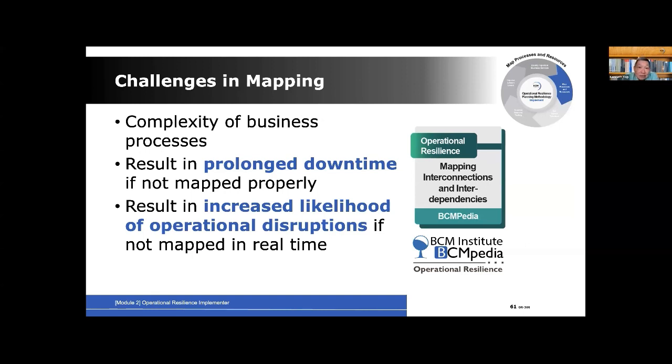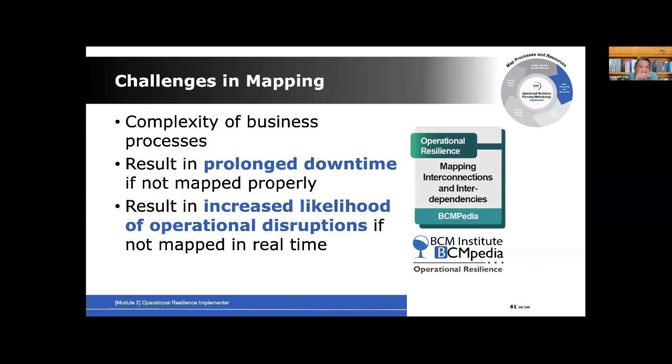Complexity of business processes, not so simple, especially Dan and Virginia, you mentioned how many entities, how many different bots. It's humongous. That's why earlier I mentioned prioritizing your critical business services, because your time and resources are finite. I'm quite sure you know how to do it, but take note, all these slides are there to remind you. It can result in prolonged downtime if not mapped properly, meaning if you miss some of the processes in between because you don't understand the process well.